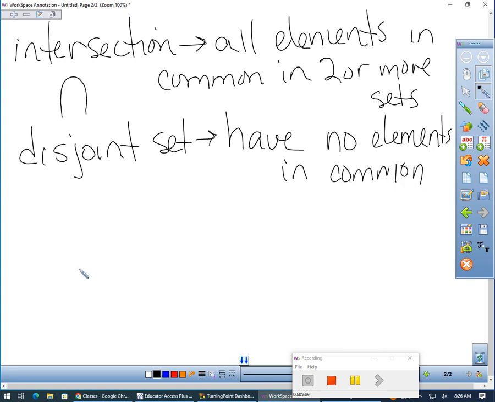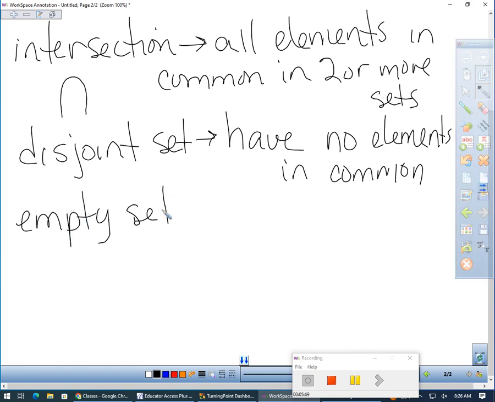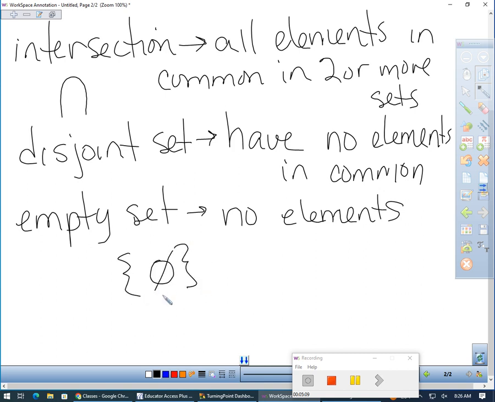And the last word I want to throw up here, even though we've talked about it already, is empty set. An empty set, of course, has no elements. There are two different ways you can show an empty set. You can do the little brackets with the circle with a line through it like we did in our warm-up, or you can just have the brackets with nothing on the inside. Either way.